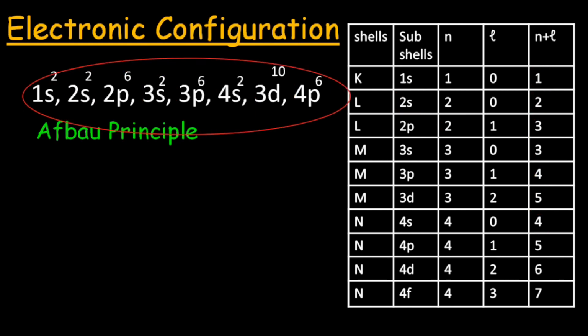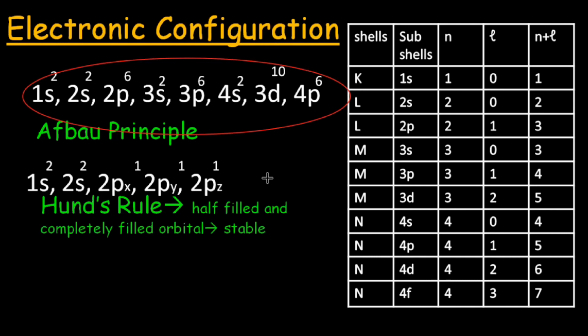This filling of electrons in orbitals with increasing energy is known as the Aufbau principle. This statement and this rule was given by Aufbau. However, the p orbitals are degenerate. What is the pattern of filling electrons in degenerate orbitals? This was given by Hund's rule.